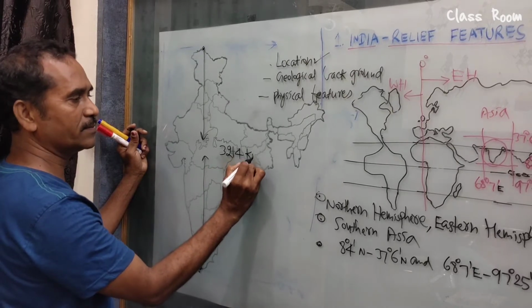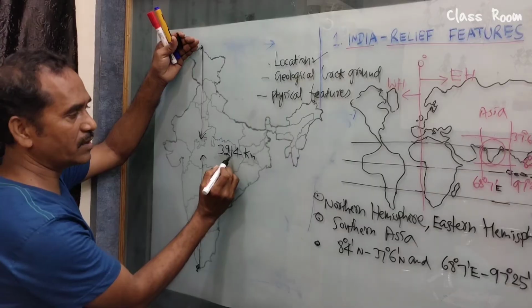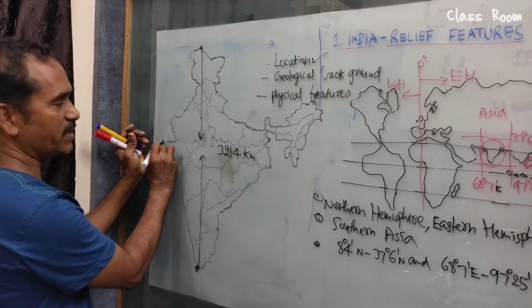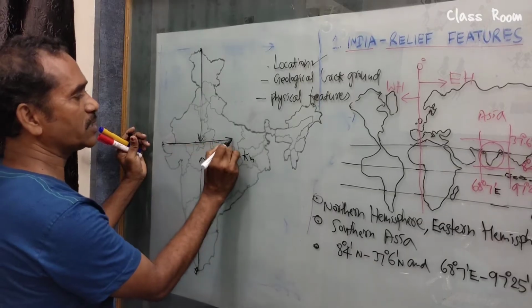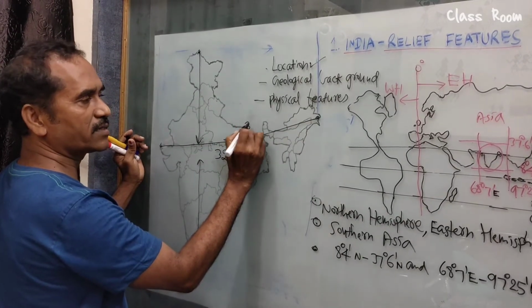3,214 kilometers. This is the distance from north to south. How do you remember? 1, 2, 3, again 4. Now in the same manner, the distance between the westmost and eastmost point. Here on this side, you write like this, 3.